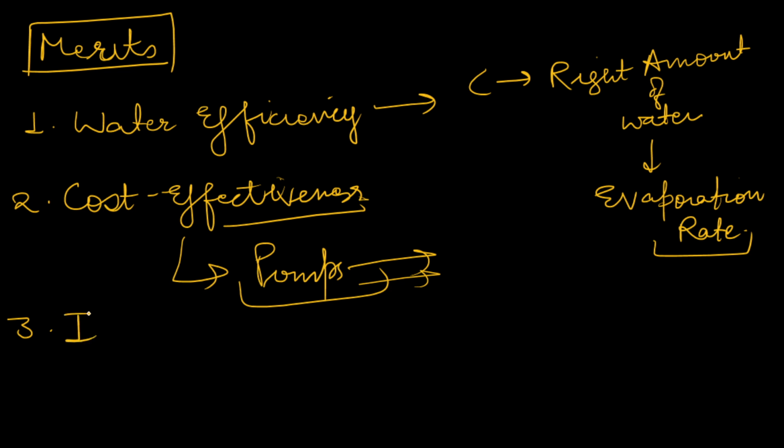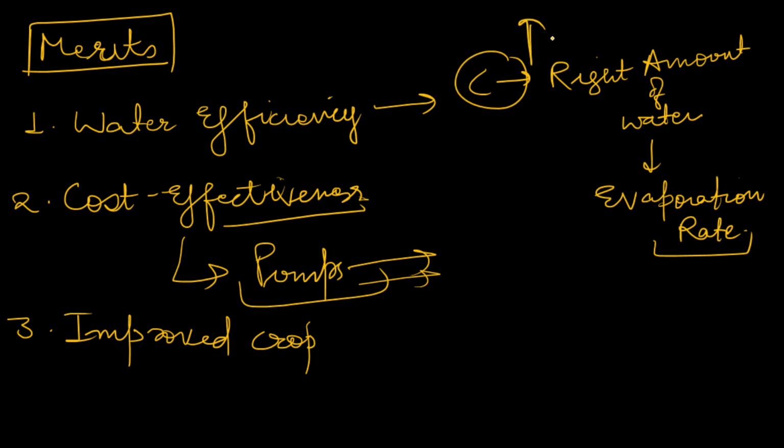Obviously it will lead to improved crop yield. If the crop gets a proper amount of water, because we all know, suppose this is a crop, high amounts of water are bad for it, low amounts of water are also bad for it. So if it gets a proper amount of water, obviously the crop yield will increase.